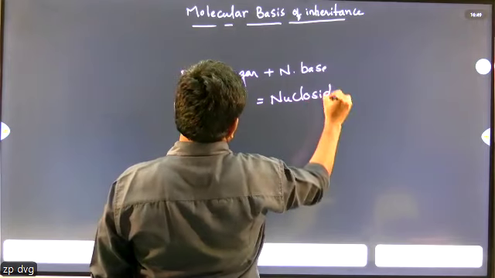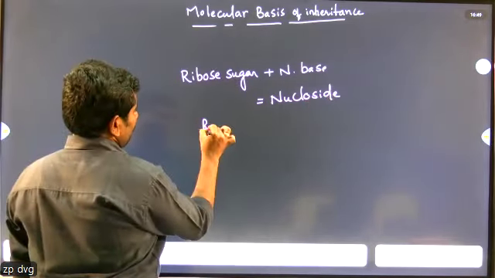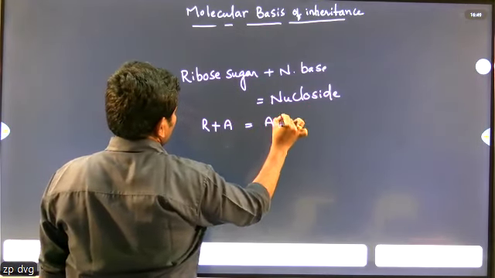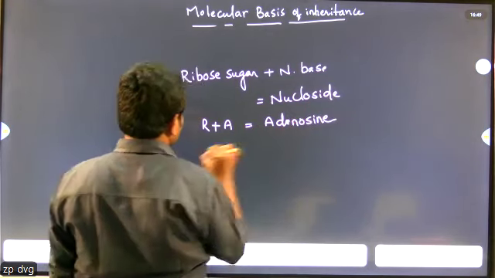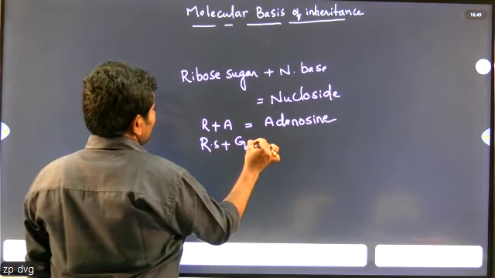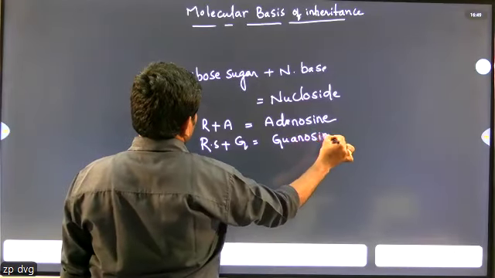Nucleoside: ribose sugar plus nitrogen base is equal to nucleoside. Examples of nucleosides: if ribose sugar plus adenine, then it is called adenosine. If ribose sugar plus guanine, then this is called guanosine.